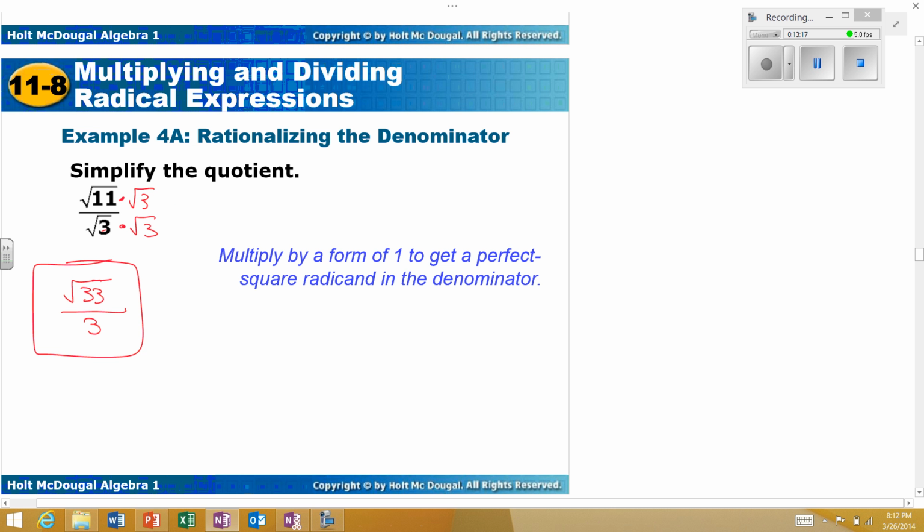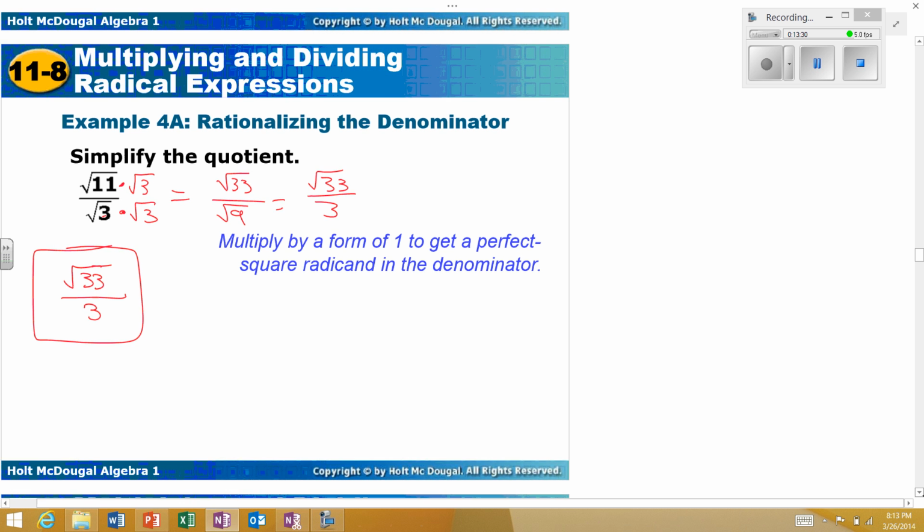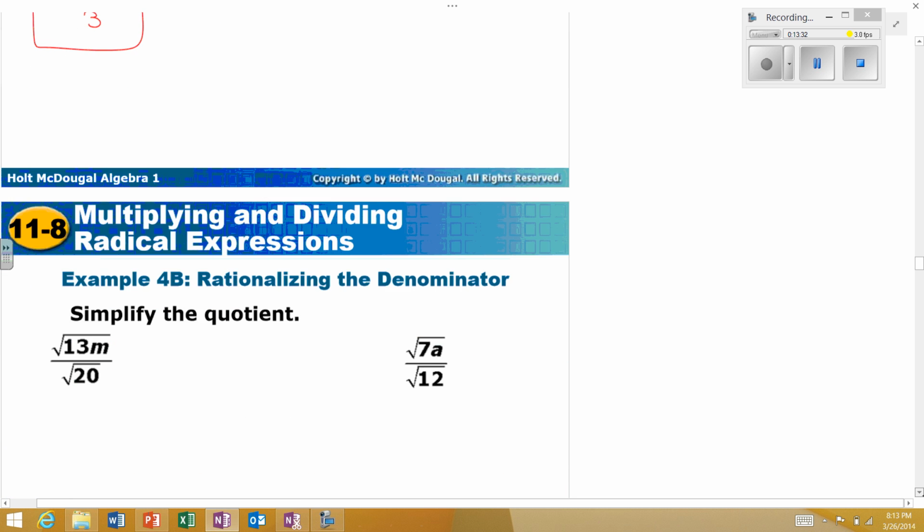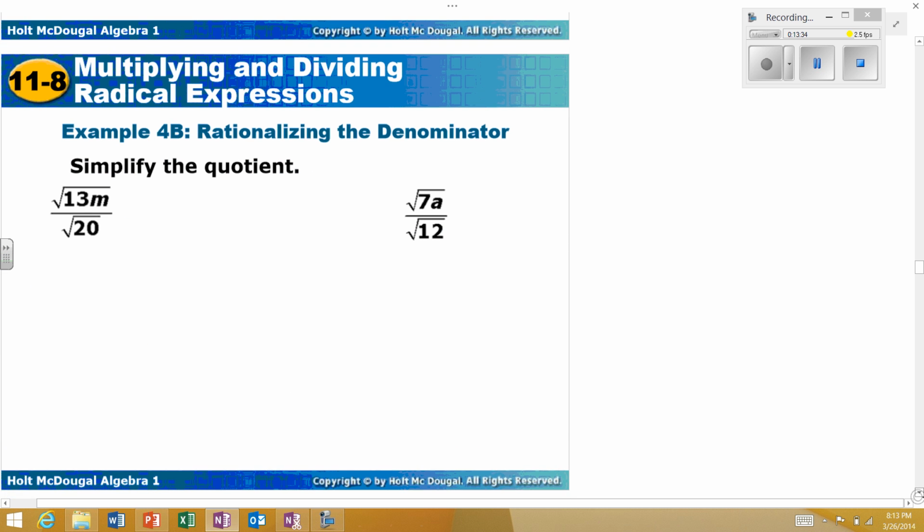No, so you're done. If that's too confusing, you can always write it as radical 33 over radical 9, which is equal to radical 33 over 3. So it's the same answer. I'm just showing you a little shortcut. So let's try these next two.